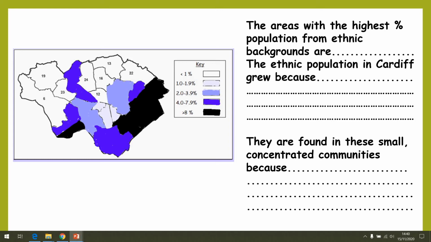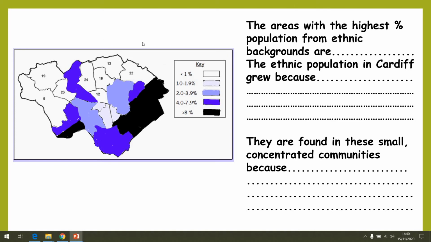The British do it as well. If you go to Cyprus or Spain, you'll find communities of British people, and there'll be an Irish pub, there'll be greasy spoons that serve Sunday roast carveries, that serve full English breakfasts. We do it as well. We've done it a lot in Australia and in New Zealand. So they're found in these small concentrated communities because people that speak the same language and share the same culture, share the same food, share the same religion, tend to group together.